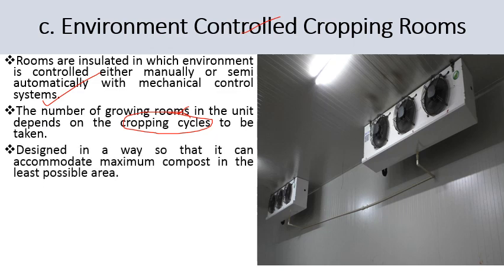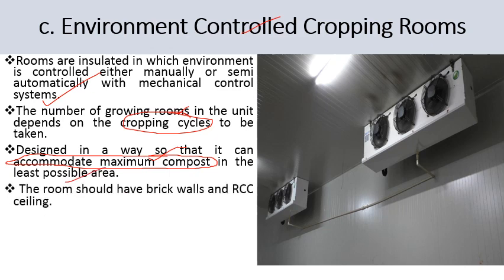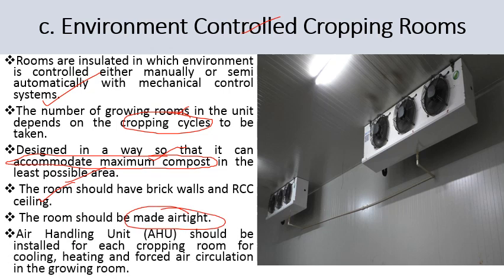They are designed in a way so that they can accommodate maximum compost in the least possible area. And the room should have brick walls and RCC ceiling. The room should be made airtight, and an air handling unit. An AHU, air handling unit, should be installed for each cropping room for cooling, heating and forced air circulation in the growing room.